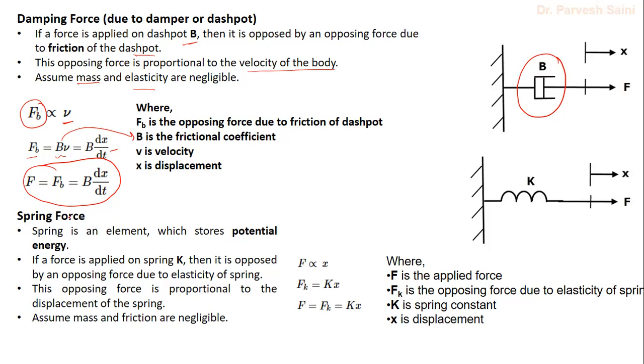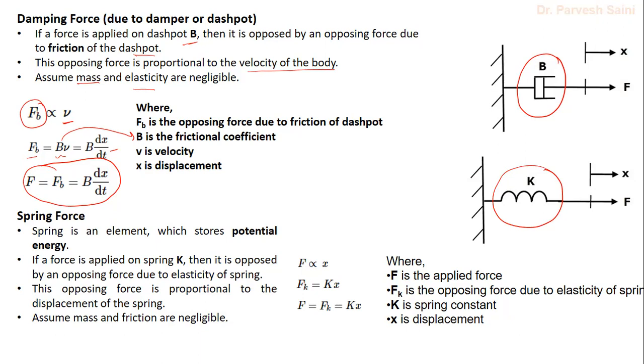Then we have spring force. Spring is a kind of element which stores potential energy, right? Now this is a symbolic representation of a spring. When you apply force on this, it is also displaced. I mean, there is a certain displacement here, right? In the dashpot also you can see there is a certain displacement. So when we apply force, the elasticity tries to restore, which means it opposes the applied force.